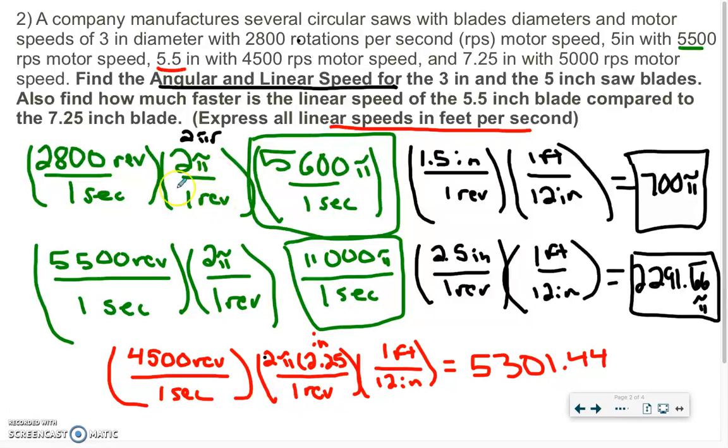Angular speed is just right here. It's your 2 pi over r. It's how fast the motor is moving. With the linear speed, it's because that motor is moving so fast, what is the linear speed? How fast is the tire going?